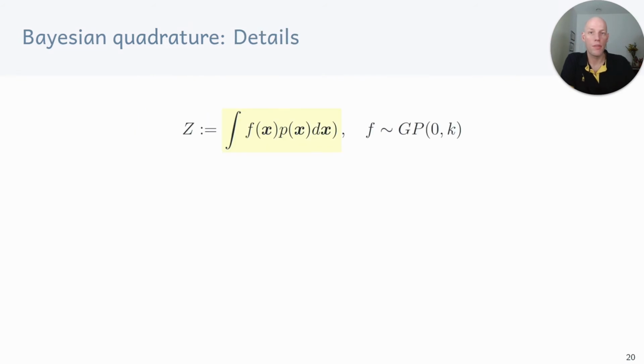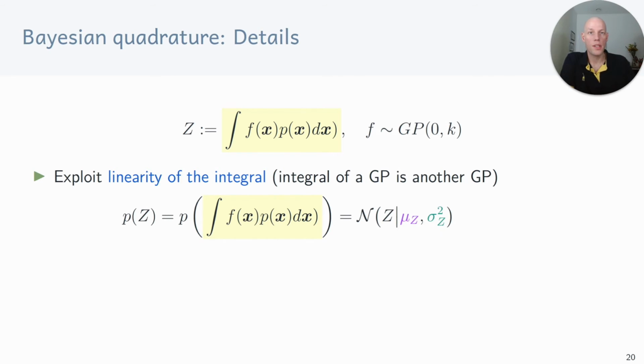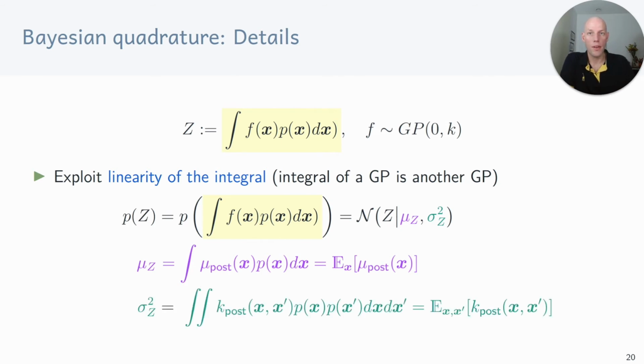And here are some of the details. This yellow box here is the integral we want to compute. We place a Gaussian process prior on f. Since the integral of a Gaussian process is itself another Gaussian process, we find that the distribution of z is Gaussian with mean mu z and some variance sigma z squared. The mean is given as the expected value of the posterior mean of the Gaussian process, and the variance is given as the expected posterior covariance.